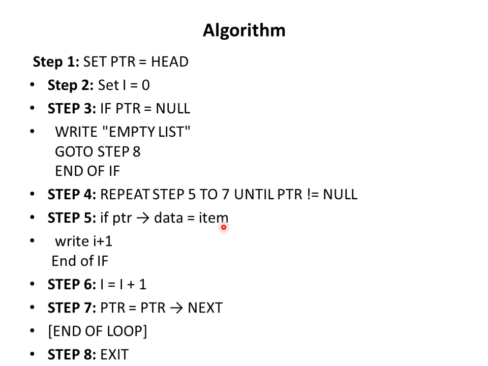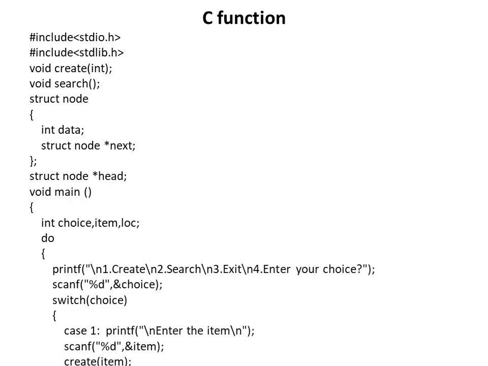If pointer of data equals item, write I plus 1, and then end of if condition. Otherwise, I equals I plus 1. That means I am incrementing the index. Then pointer equals pointer of next, which is the value that stores the address. Then end of the loop, then exit.